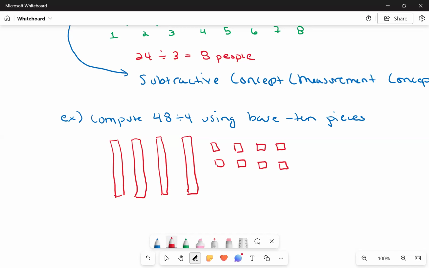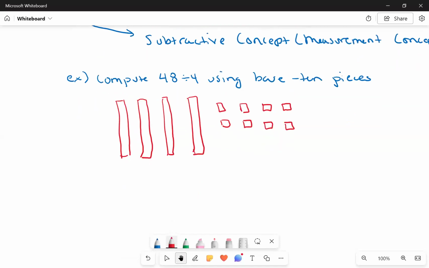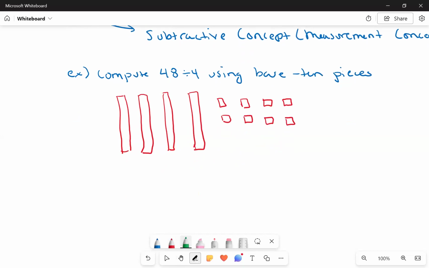Okay, so if we're dividing this by 4, my initial thought is it would make more sense to use the sharing concept in this case because I started with the total. I'm looking at the total and I'm thinking, okay, how do I divide this into 4 groups? So I'm going to start with the tens pieces. I'm going to take and apply each ten to its own group.